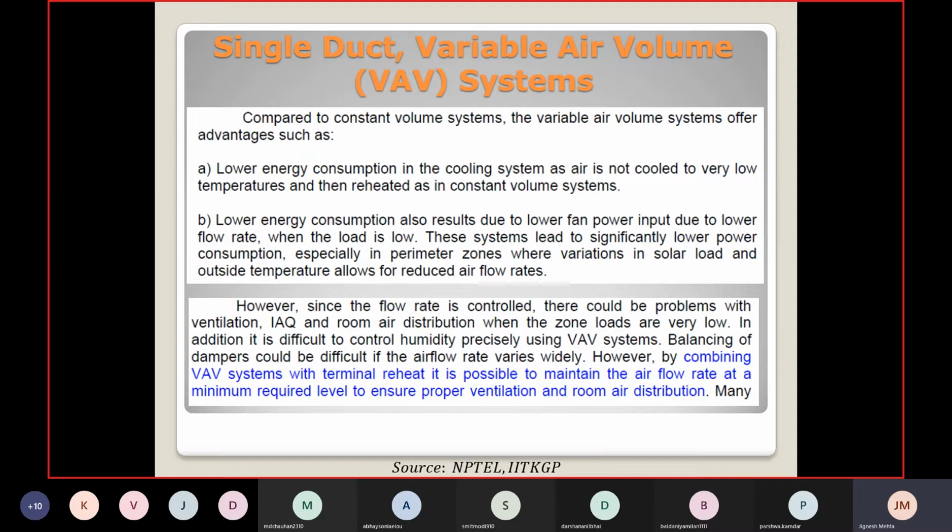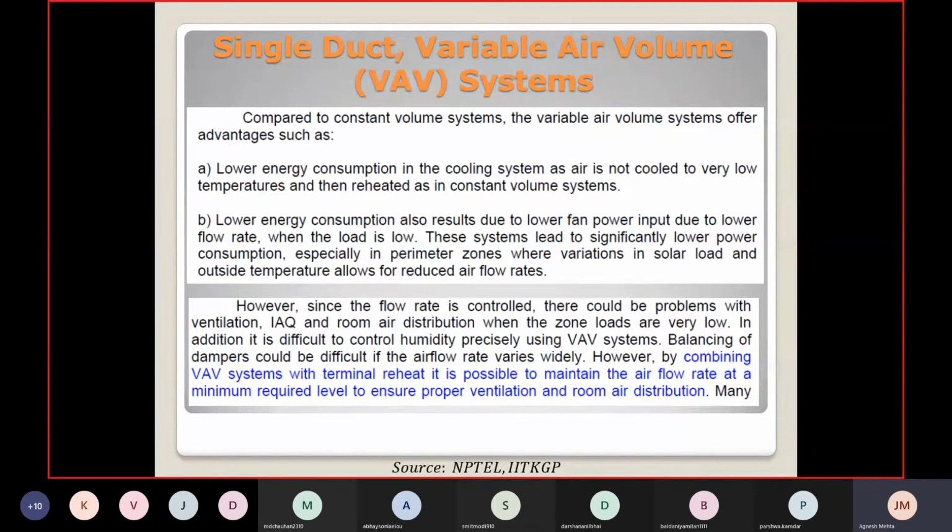These systems lead to significantly lower power consumption, especially in perimeter zones, where variations in solar load and outside temperature allow for reduced airflow rates. Perimeter zones, if you are talking about a very big building, are the zones or spaces near the outer periphery of that building, right? So those are called perimeter zones.